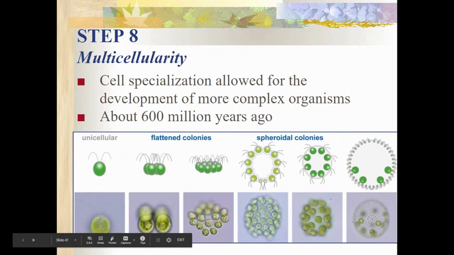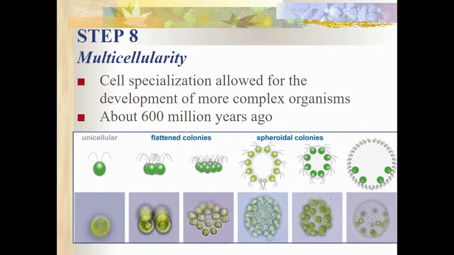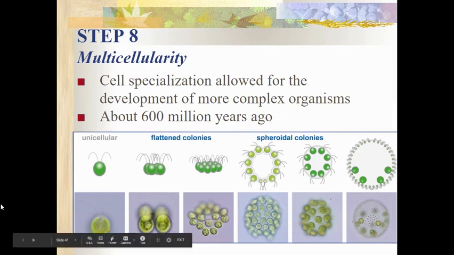Cell specialization allowed for the development of more complex organisms, and it's believed that this took place about 600 million years ago.